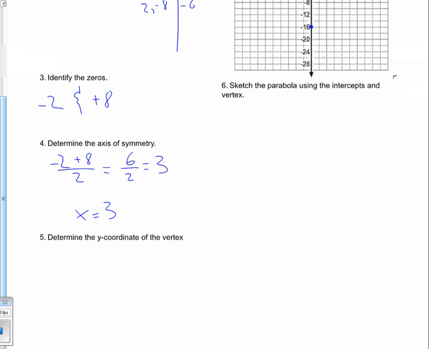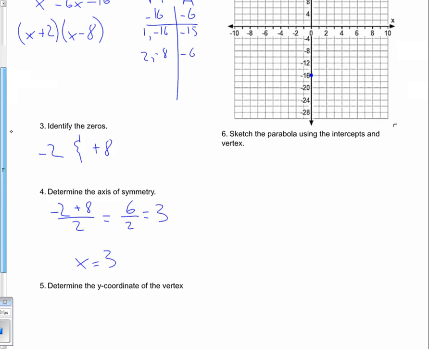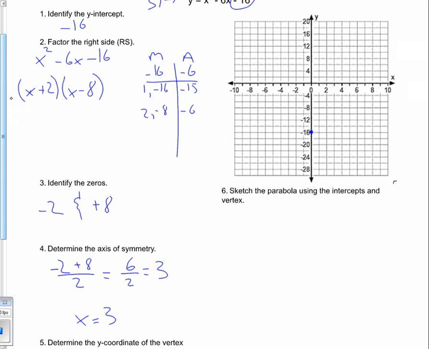Okay? And so then I can quickly add that into the information that I have on this graph. I know that my zeros are at negative 2. So here's negative 2. And the other 0 is at positive 8. So here's positive 8. And I also know that my equation of the axis of symmetry is at positive 3. So here's positive 3 right here. So I'm just going to quickly draw in my axis of symmetry. That's my AoS.